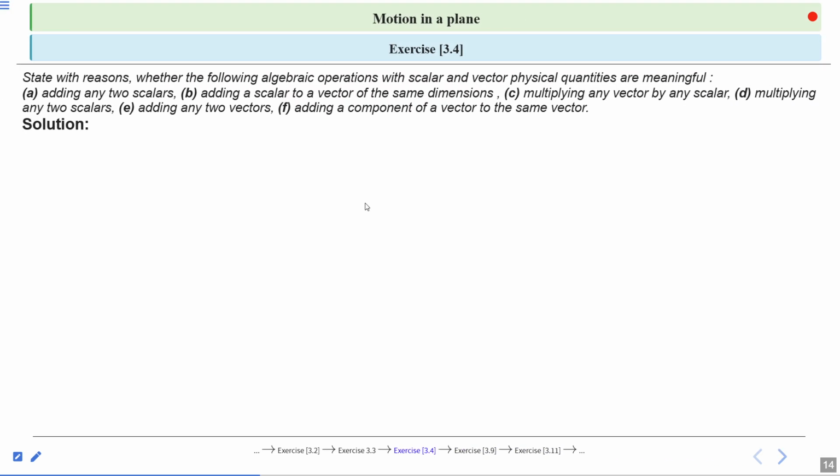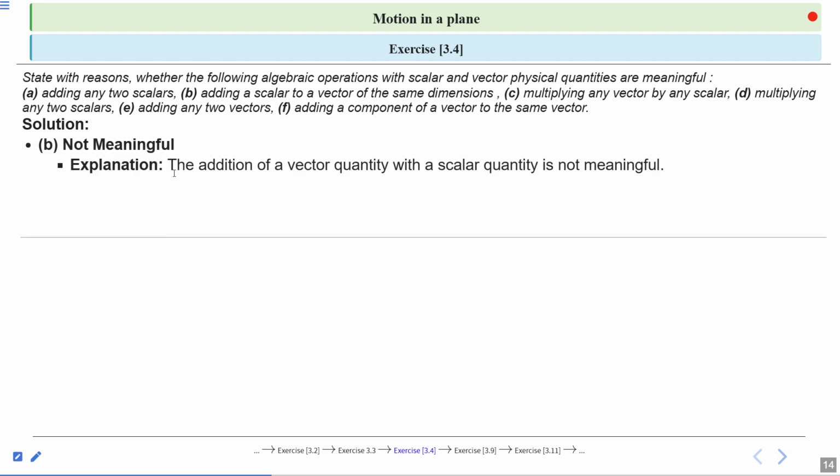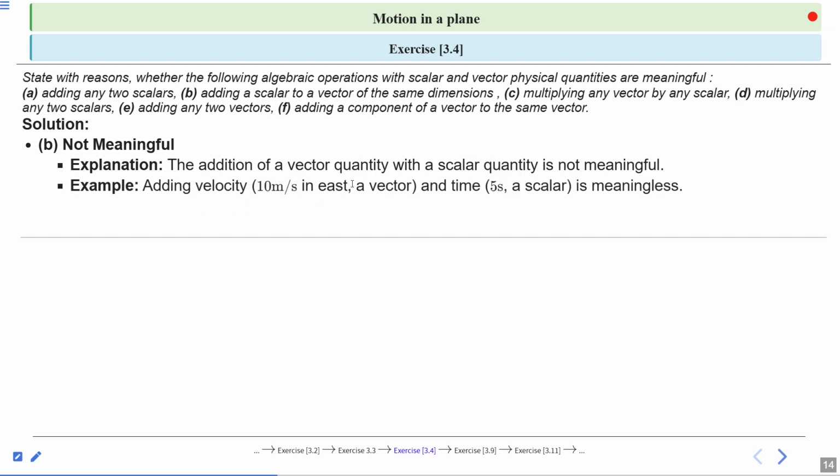If we talk about B, this is not meaningful because the addition of a vector quantity with a scalar quantity is not meaningful. For example, adding velocity 10 meter per second in east, that is a vector quantity, and time 5 second, a scalar quantity, is meaningless because we cannot add velocity with time. Yes or no?